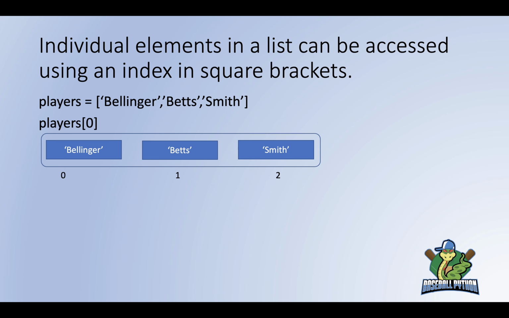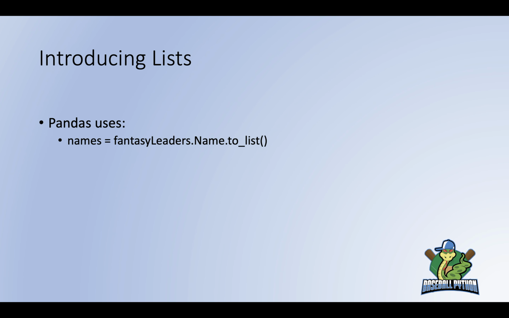Individual elements in the list can be accessed by an index. So as I mentioned, we have Bellinger, Betts, and Smith. That order is important because what that says is at the index, which starts at 0 and not 1 in Python, so we start counting at 0, Bellinger is at index 0, Betts is at index 1, Smith is at index 2. So we can either, again, access the list by the person's name, and we could say player equals Bellinger and find out more about it. Or we can say players[0], which would also be Bellinger because we're accessing it by its index number.